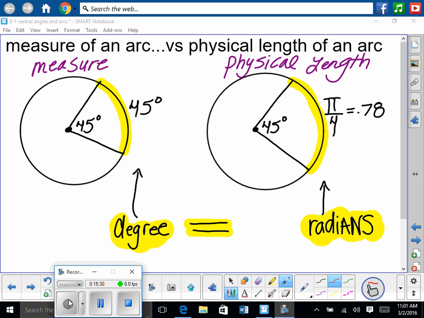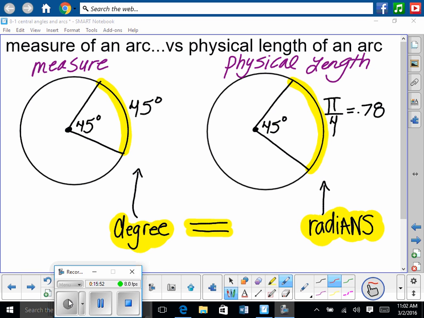I wasn't quite finished. So, pi over 4 is equal to 45 degrees. But this is in radians, this is in degrees. So once again, the reason we like radians is because you see how 0.78 is a physical length. So now you know that's not only 45 degrees, but that's 0.78 of the full circle. So with that being said, let's think about why we would maybe want to use radians over degrees.